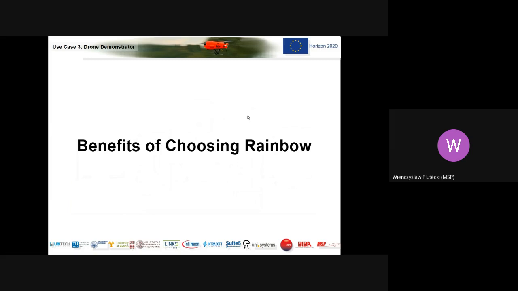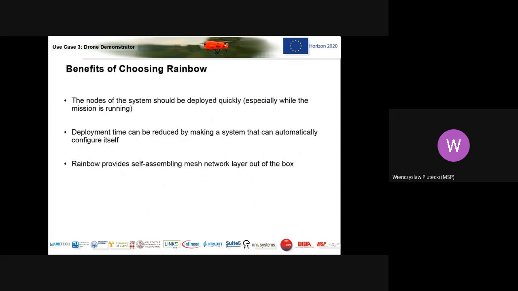And now I would like to discuss a bit what are the benefits of choosing Rainbow as the basis of our system. And first of all, one of the main requirements is that we can deploy the system very quickly. So there is no setup. We just take a node, put it somewhere in the field, power it on, and it should start to work.